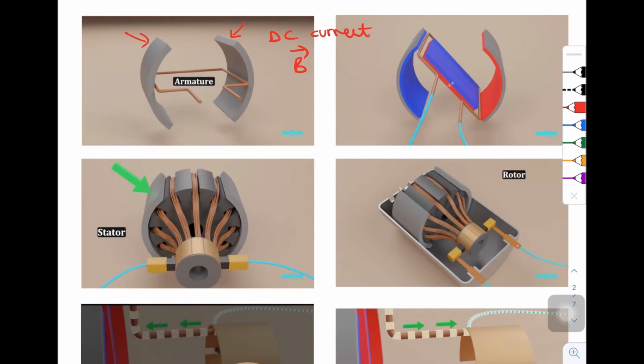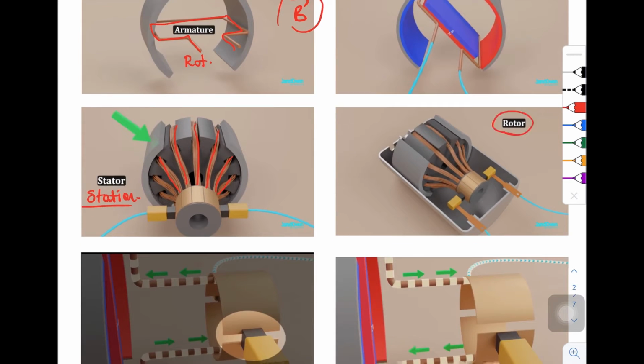And the armature is any moving part of an electrical machine. We have an example of an armature here. This is the part in which a voltage can be induced by a magnetic field. As we can see here, the number of the windings of the armature is increased. This helps the machine to rotate continuously. Stator is a stationary part, and the armature is a rotating part.